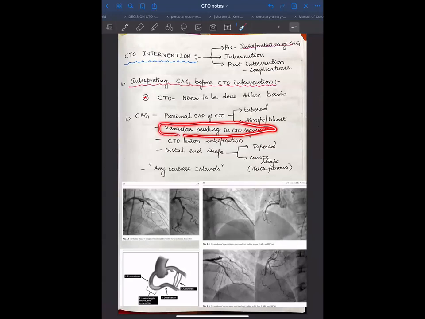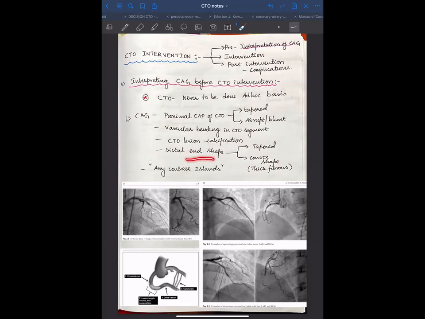We should also look at vascular bending in the CTO segment; we will come to this when I talk about the scores. When there is a vascular bend in the CTO segment, it is difficult to do the CTO and has worse outcomes, because there is a very high chance of perforation once you negotiate into the body of the CTO. One should also look at CTO lesion calcification, which can be better assessed on CT than on a conventional angiogram.